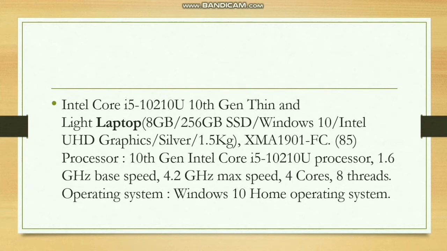And these are the specifications: 4 cores, 8 threads. Look here, 4.2 gigahertz of maximum speed and 1.4 gigahertz of base speed. I have explained about two ways. When the processor is idle, the processor will have base speed, and when it is having heavy work, it will have 4.2 gigahertz of maximum speed.